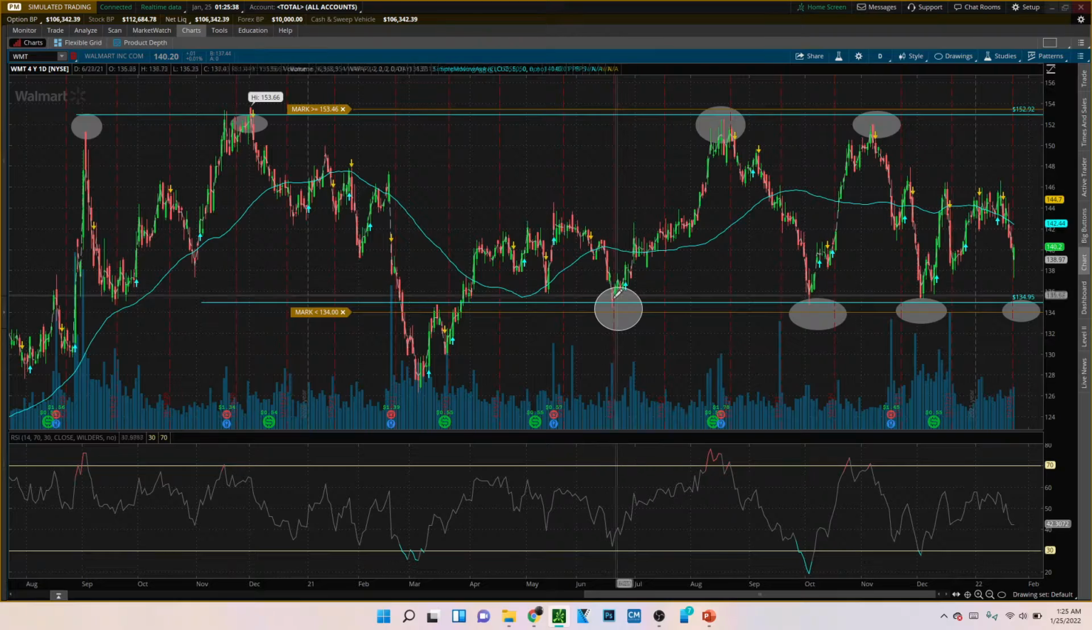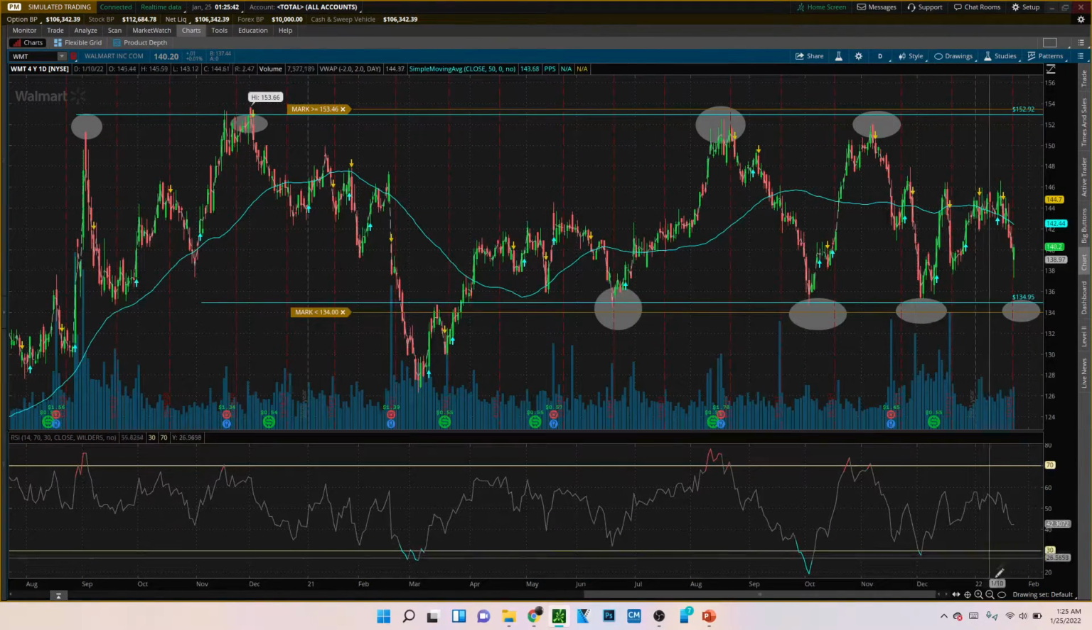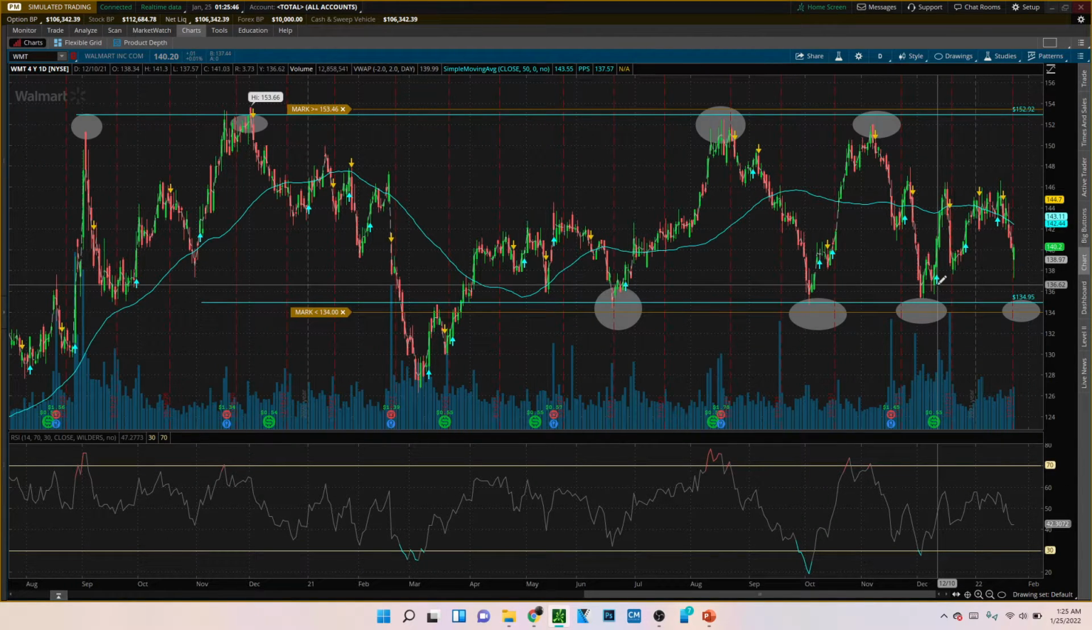So if you take advantage of this on Walmart, you could have traded this long, short, and made a good chunk of change in your money for the whole year, because this thing has not broken its pattern for a very long time.